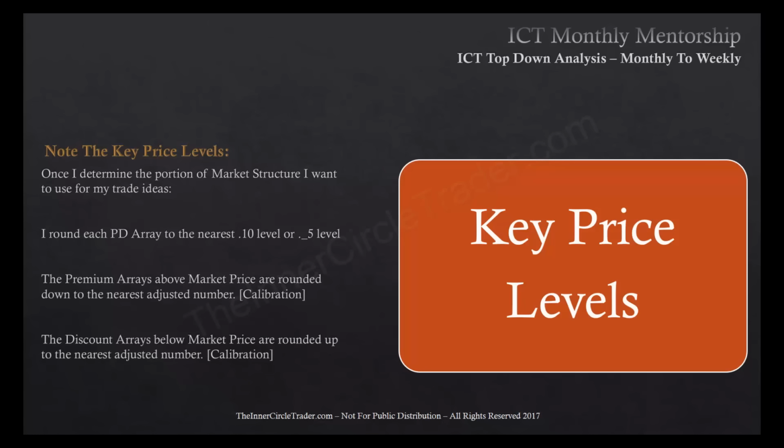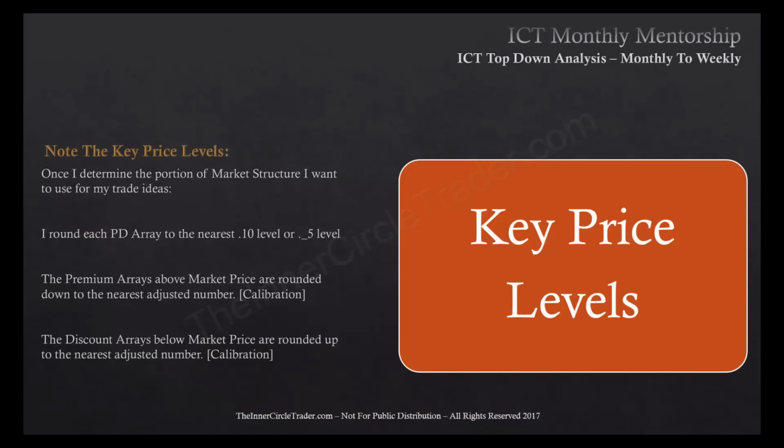Which brings us to where I note the key price levels. Once I determine the portion of market structure I want to use for my trade ideas, I round each PD array to the nearest 10 level, or 0 level, or 5 level. Now, it's going to be a matter of preference, whichever gets closer to the actual PD array.